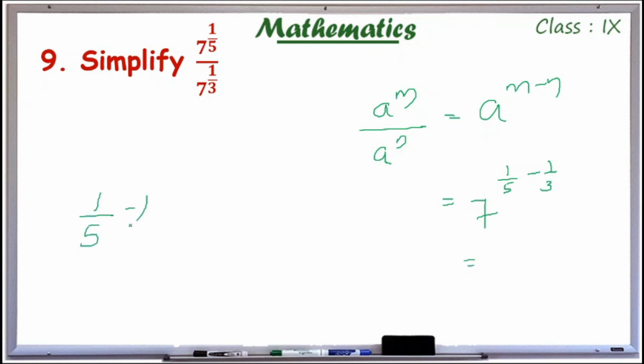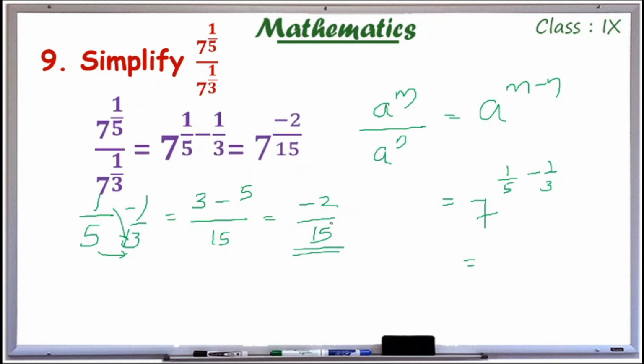1 by 5 minus 1 by 3 is equal to, cross multiply, because there is no same denominator. So cross multiply 1 into 3, 3, and 1 into 5, 5, and the product 5 into 3 is equal to 15. So you get 3 minus 5 is equal to minus 2 by 15. So the answer is 7 raised to minus 2 by 15. A raised to m minus n.